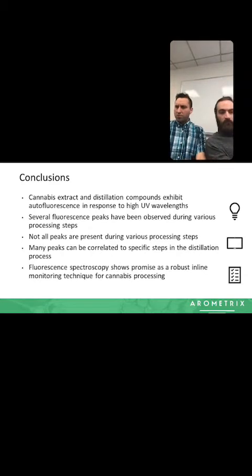So just to run through some conclusions, yes, we're seeing autofluorescence, no doubt, from cannabinoids and cannabis extracts and distillates. There are several peaks, some not even shown here, that are being exhibited during these processes. And these peaks, just from talking to experts in the field, are corresponding to very specific segments of the separation process: heads, bodies, and tails. So there are definitely these unique signatures that these expert distillers are expecting at this point.